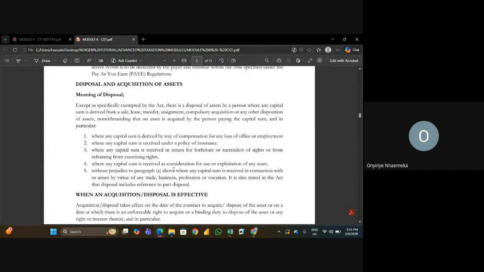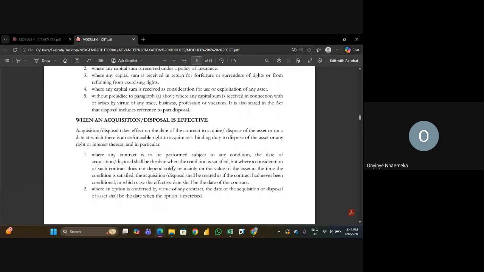Where a capital sum is received as consideration for use or exploitation of assets. So you want to use your assets, and you give them the go ahead to use it for a particular amount. Where a capital sum is received in connection with any trade or business. So you can sell your business or your trade. If you sell and you receive that money, it's also disposal, right? You can also have part disposal. We talk about part disposal later.